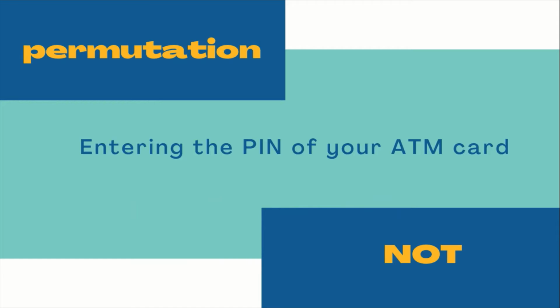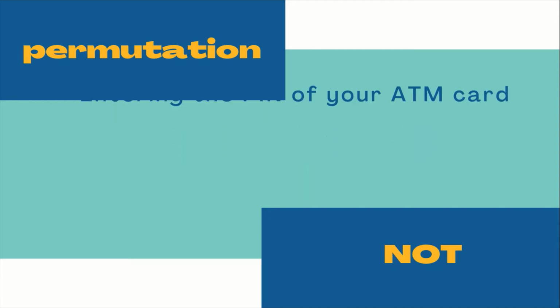Last, entering the pin of your ATM card. So the position or the order of the characters of the numbers of your pin is important. So this is an example of permutation.